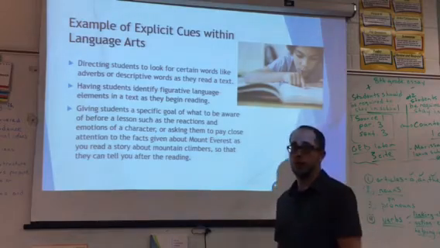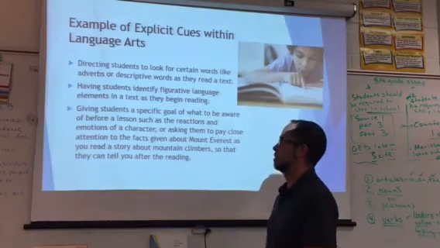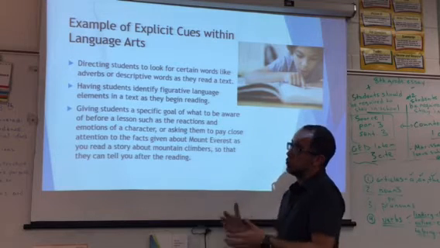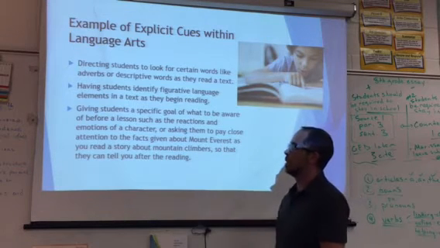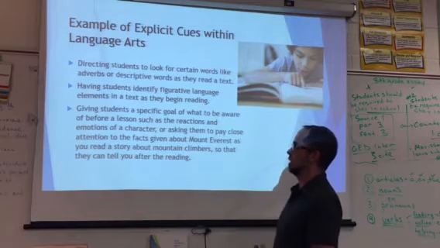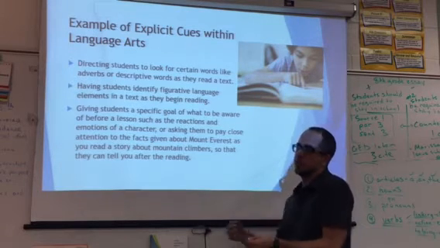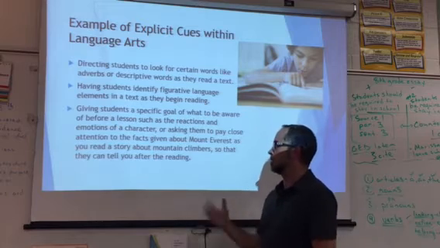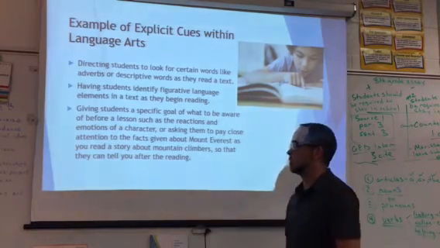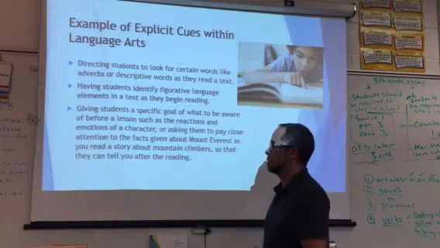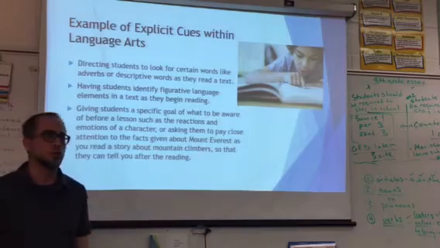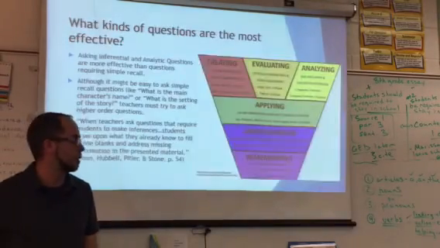This might go along with a graphic organizer, which we'll talk about in just a little bit. And also sometimes it's good to give students a specific goal for what they should be looking for. Perhaps look for the reactions or emotions of a character. Pay close attention, for example, if you're reading an informative essay about Mount Everest, to the details of the mountain, or to statistics or figures that they may hear in the story. These are just examples of ways that you can cue students to important information before they start studying.